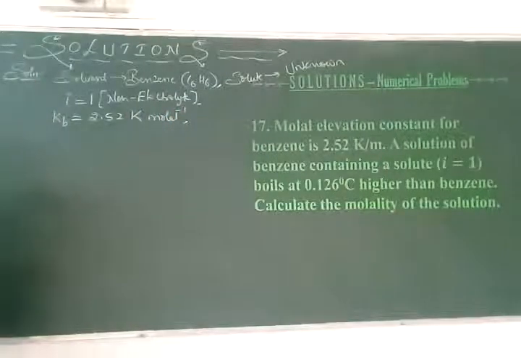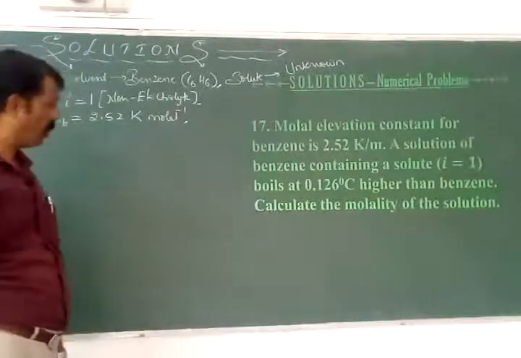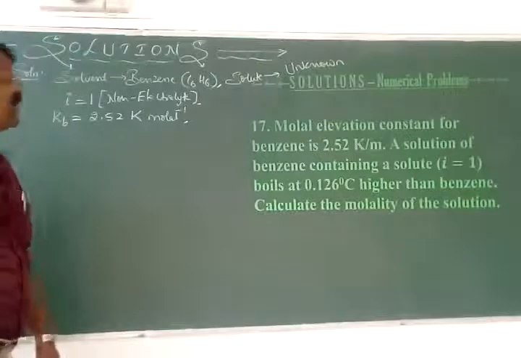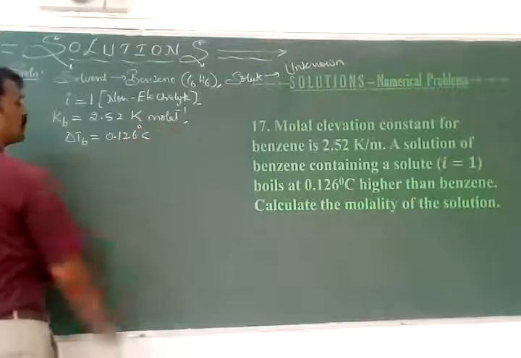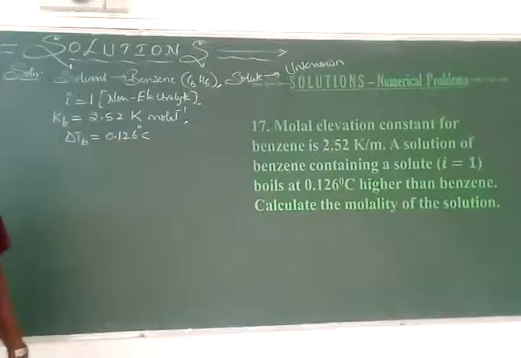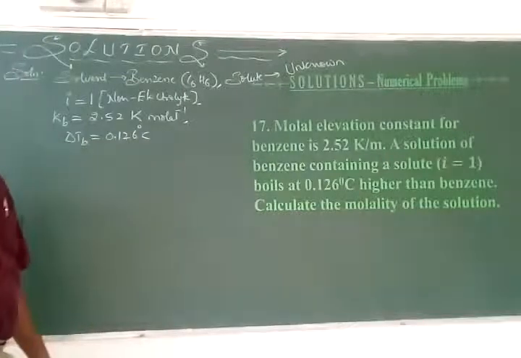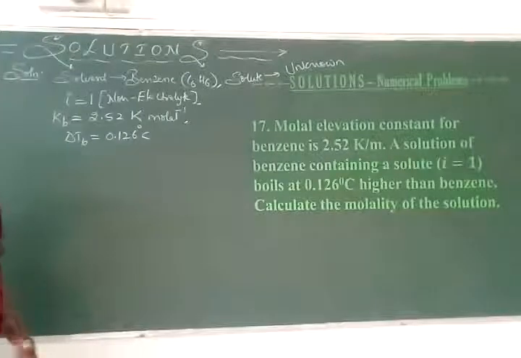Okay. A solution of benzene containing a solute boils at a temperature higher than that of benzene, which means indirectly the delta Tb is given. What is delta Tb here? It is 0.126 degrees Celsius. Suppose Tb naught is the solvent boiling point, then the boiling point of the solution is Tb naught plus 0.126. Therefore the difference in temperature, the elevation in boiling point, is 0.126 in terms of degree Celsius.